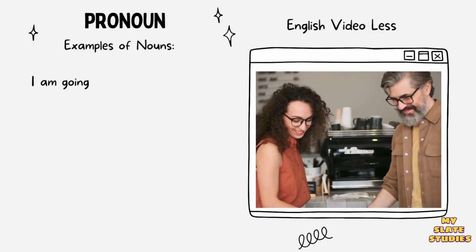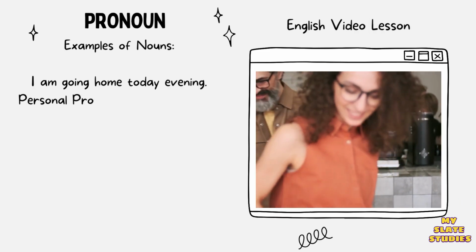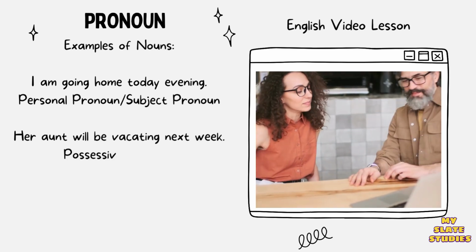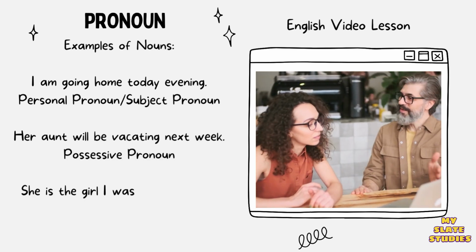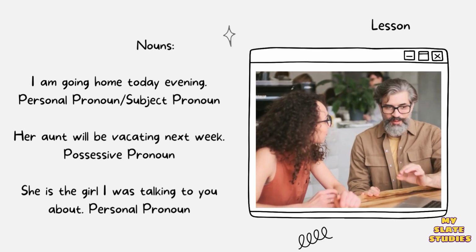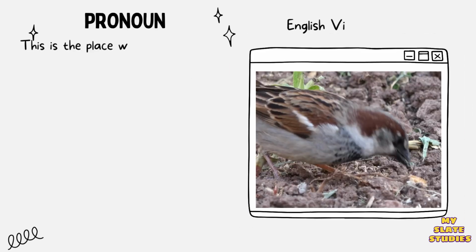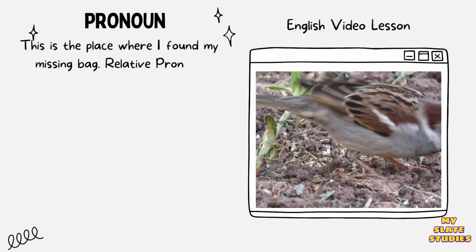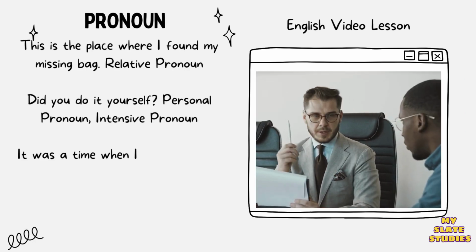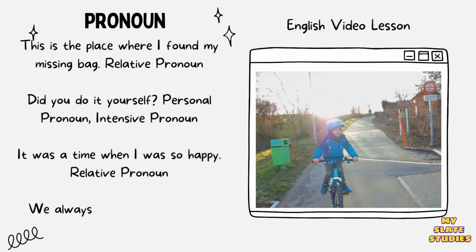I am going home today evening. Personal pronoun, subject pronoun. Her aunt will be vacating next week. Possessive pronoun. She is the girl I was talking to you about. Personal pronoun. This is the place where I found my missing bag. Relative pronoun. Did you do it yourself? Personal pronoun, intensive pronoun.